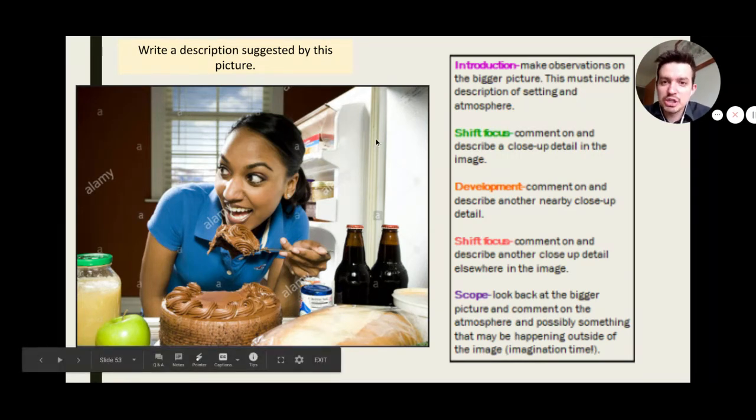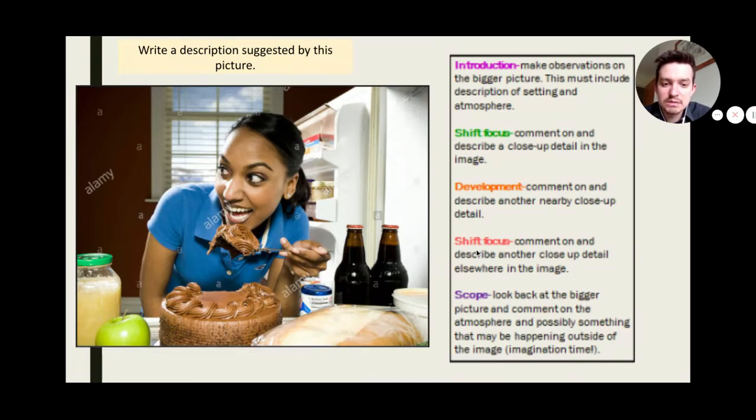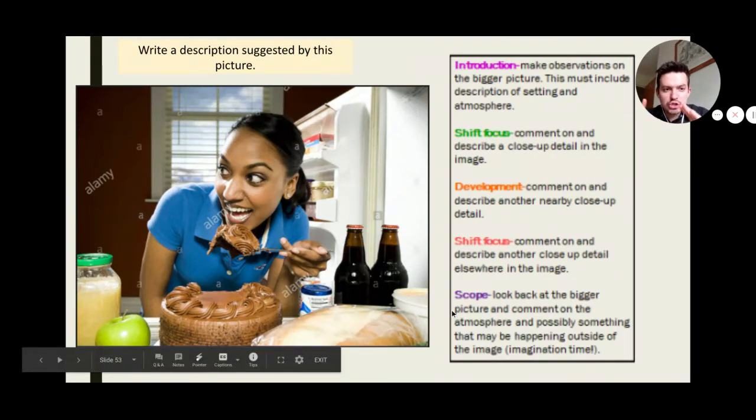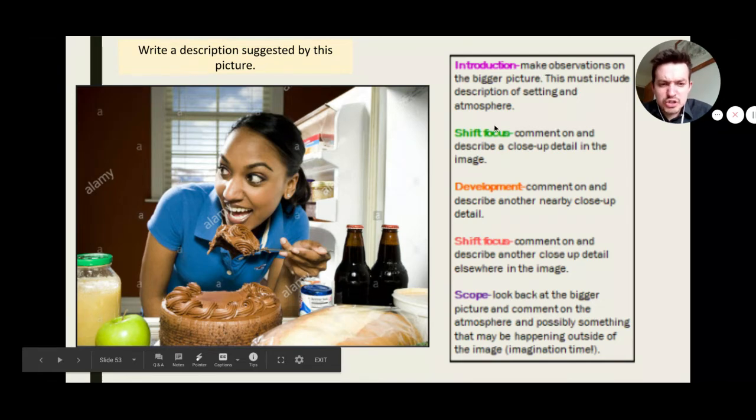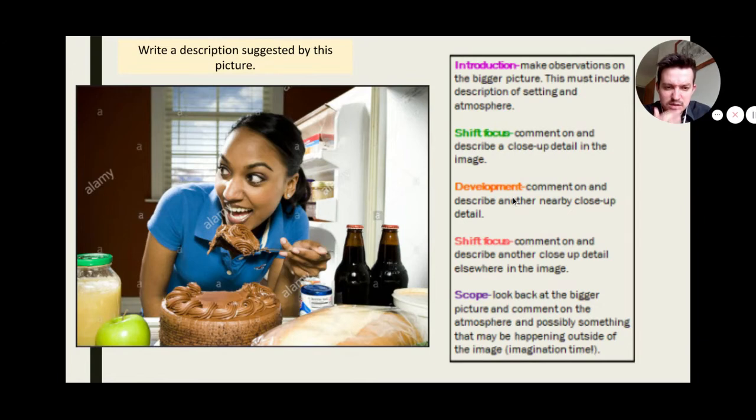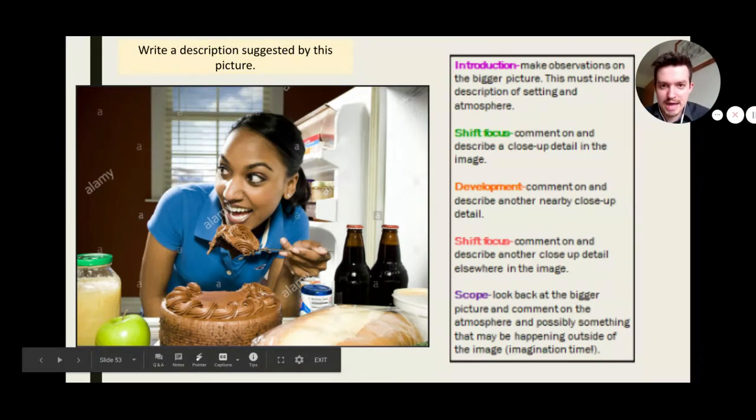So we have our introduction where we're setting things up. We're zooming in on 3 particular details. And then finally, we're going to zoom out again to understand exactly what's going on. Because we've suggested at the start, we're confused. We're going to zoom in on something to try to understand. Zoom in on something else to try to understand. Zoom in again. And then we're going to look back at the bigger picture and think about the atmosphere. Do we realize who she is? What she's suddenly doing? Why is she doing this? Try and think about imagination coming from that.